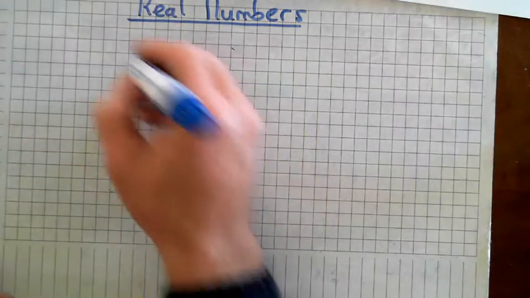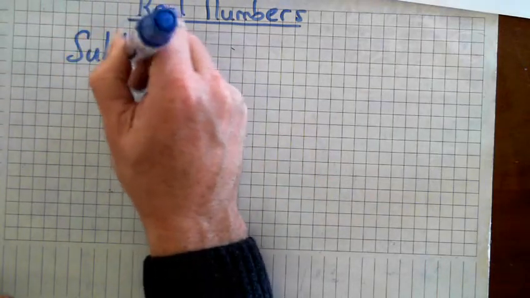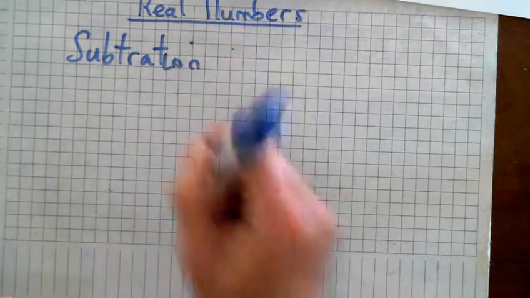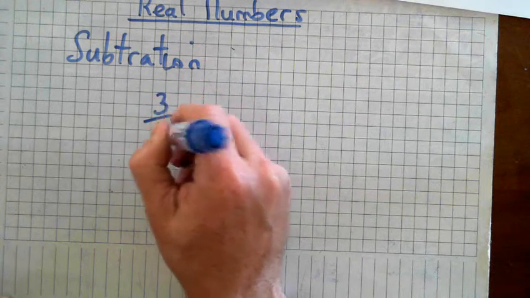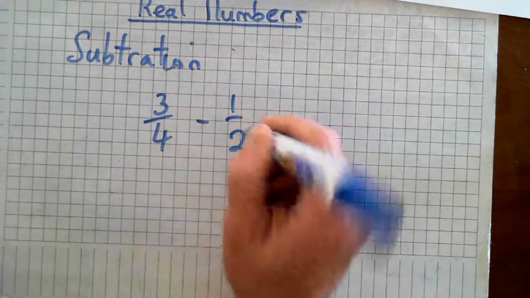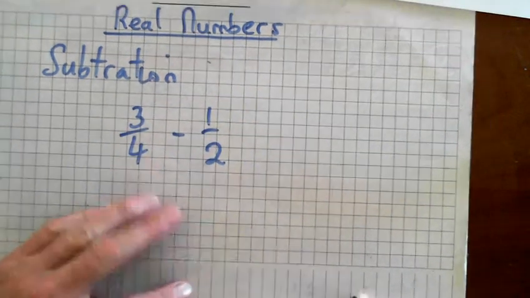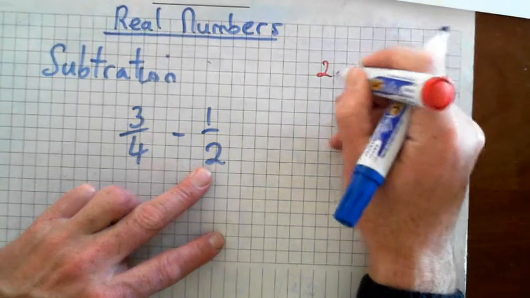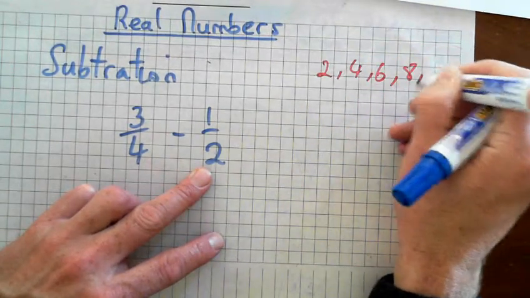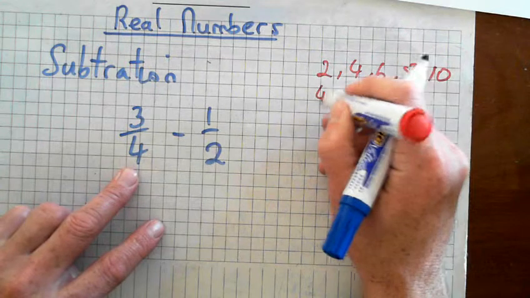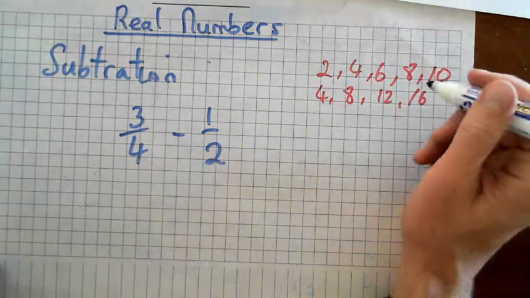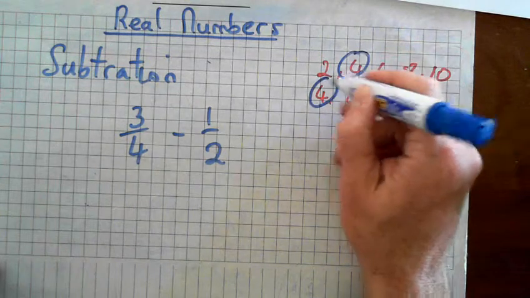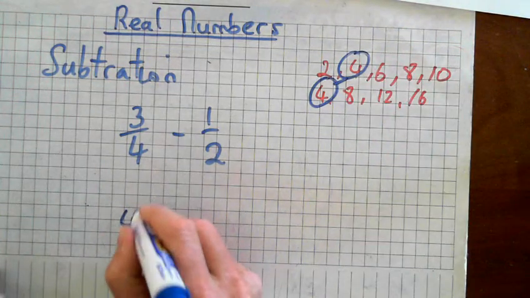Right, subtraction. You have to do the same thing. So let's say we have 3/4 minus a half. So we'll do the multiples of 2: 2, 4, 6, 8, 10, multiples of 4: 4, 8, 12, 16. And what's common? Lowest common multiple? 4.